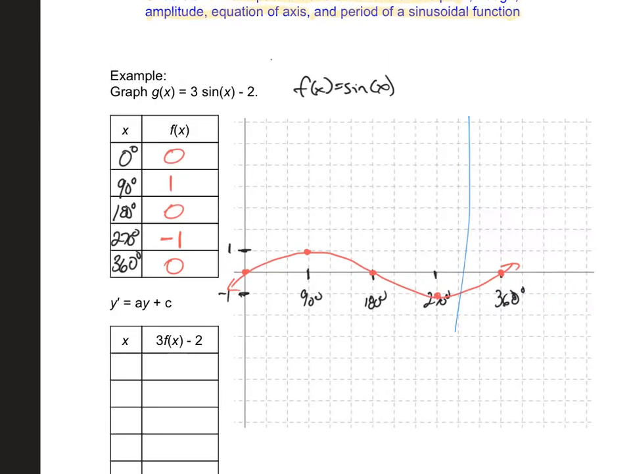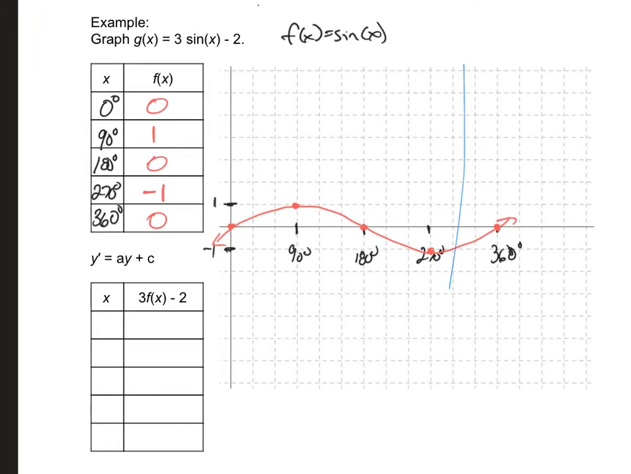So how do we graph the transformation? Well, we'll go back to our mapping notation. And in here, we recognize that the A value is 3 and the C value is -2. So in this case, our new y prime is based on our original y. It's going to be 3 times y minus 2. So our x values stay the same: 0 degrees, 90 degrees, 180 degrees, 270 degrees, and 360 degrees. So how do we calculate new y values as we go through our mapping notation?